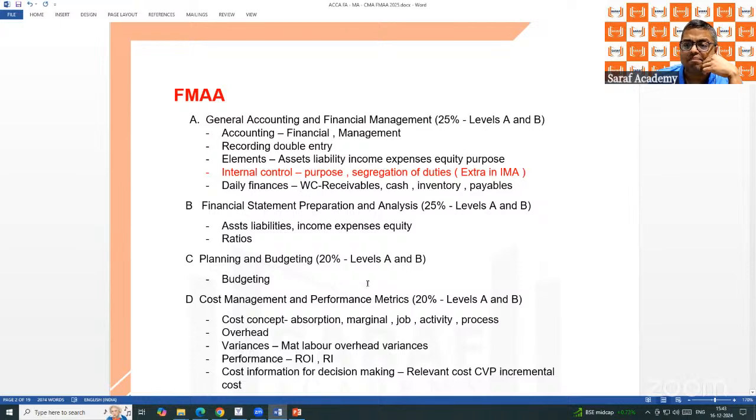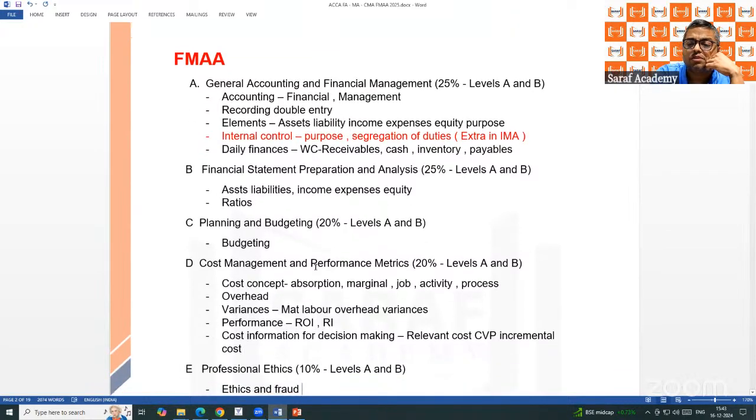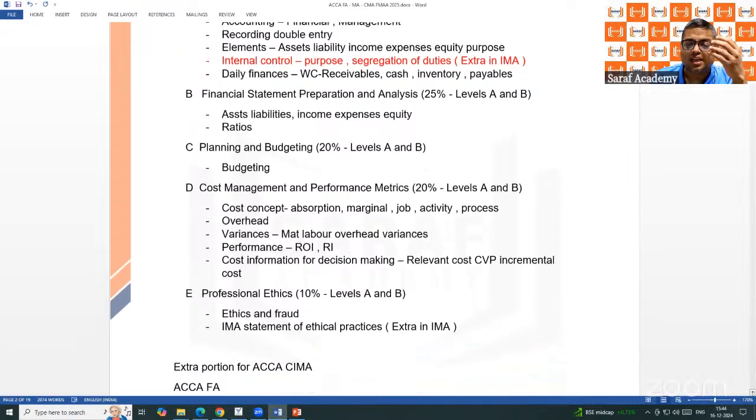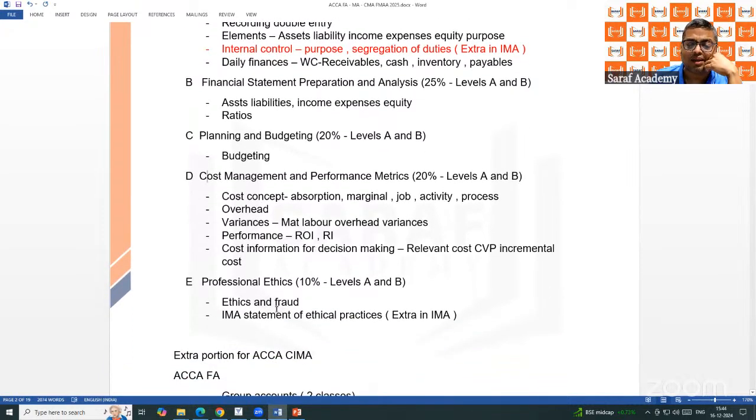Then for C, they are covering budgeting, preparation of budgets, and the purpose of budgeting, which is in ACCA and CIMA the management accounting part, in CIMA P1 and in ACCA MA. Cost Management and Performance Metrics, which is 25%, focuses on different types of cost, their behavior, performance measurement, then variance calculations. Budgeting is there in C. D is basically performance measurement. And then E part is ethics and fraud, and the IMA Statement of Ethical Practices.